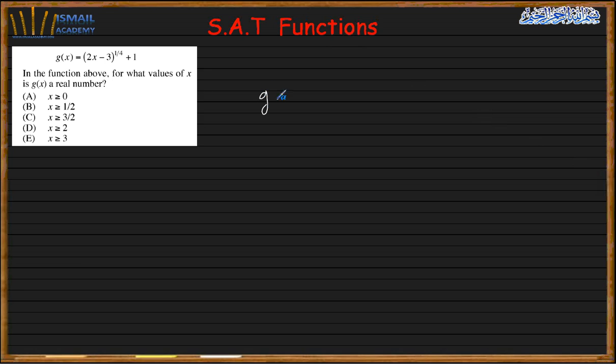So we have g of x is the fourth root of 2x minus 3 plus 1. This is the same thing as the exponent notation, but we use radical notation. When the index of the root is even, the inside of the radical must be non-negative. If it's odd, it can be anything, negative or positive. But when it's even, the inside of the radical must be non-negative.